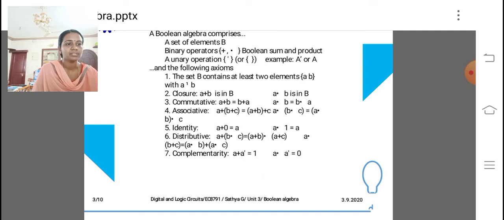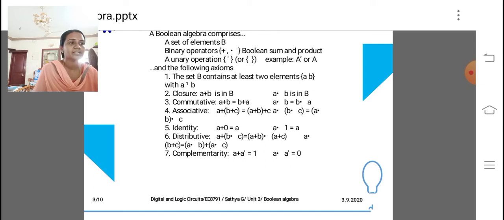This is the commutative law. It states that the order in which the variables are ORed makes no difference in the output. If we change the variable positions, the output does not change. That is the main objective of the commutative law. That is, a plus b is equal to b plus a, and in the multiplication case, a dot b is equal to b dot a.